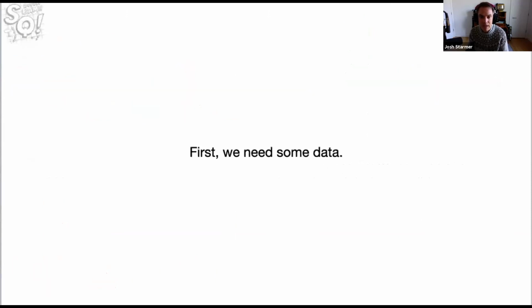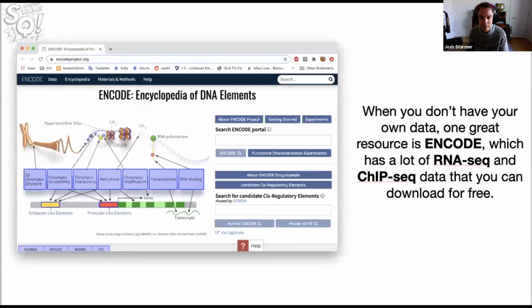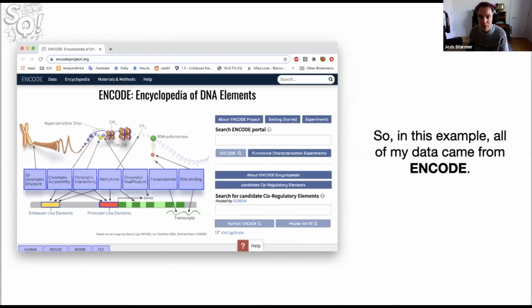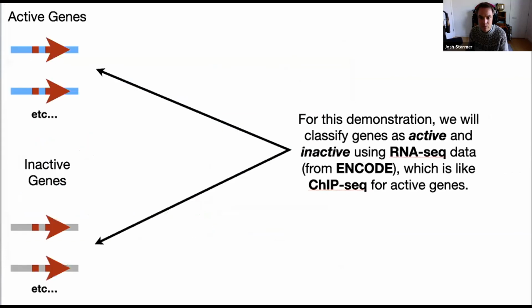First, we need some data. When you don't have your own data, and that's me because I don't have access to data, one great resource is a website called ENCODE, which has a lot of RNA-seq and ChIP-seq data that you can download for free. So in this example, all of my data came from ENCODE. For this demonstration, we will classify genes as active and inactive using RNA-seq data from ENCODE, which is like ChIP-seq for active genes.